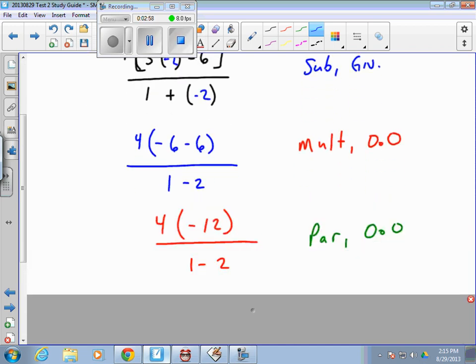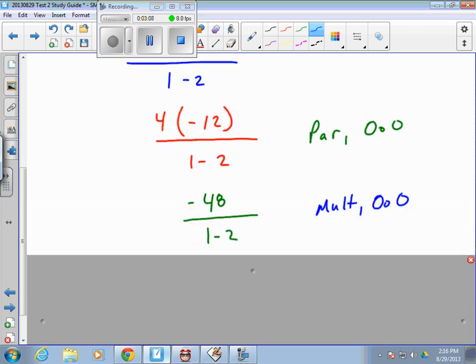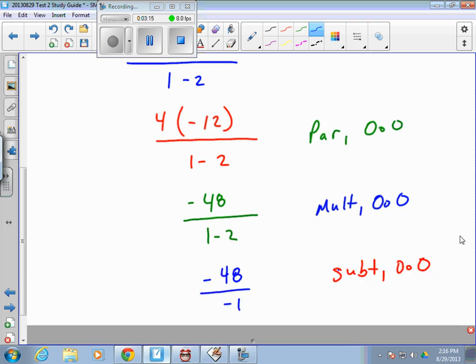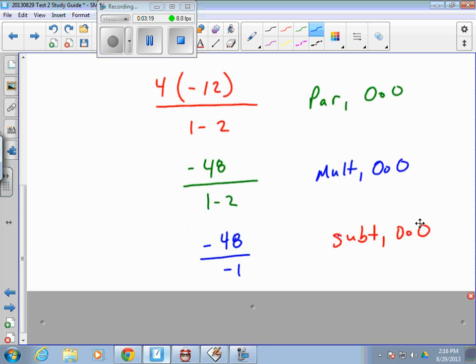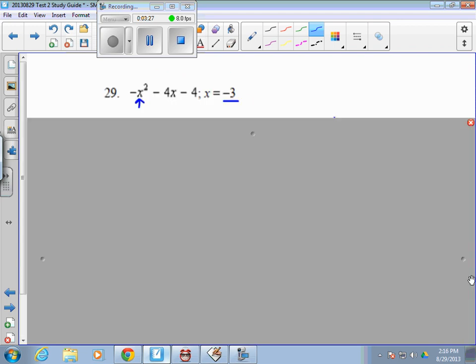Next step shows negative 6, what's inside parentheses, minus 6 is negative 12. So 4 times negative 12 over 1 minus 2, that's inside parentheses again. Then on top of your fraction, 4 times negative 12 is negative 48 over 1 minus 2. That's multiplying. Then take care of what's at the bottom of the fraction. 1 minus 2 is negative 1. That's just subtraction. And then the last step, negative 48 divided by negative 1. Negative divided by negative is a positive 48. That's just dividing at the last step because of order of operations.